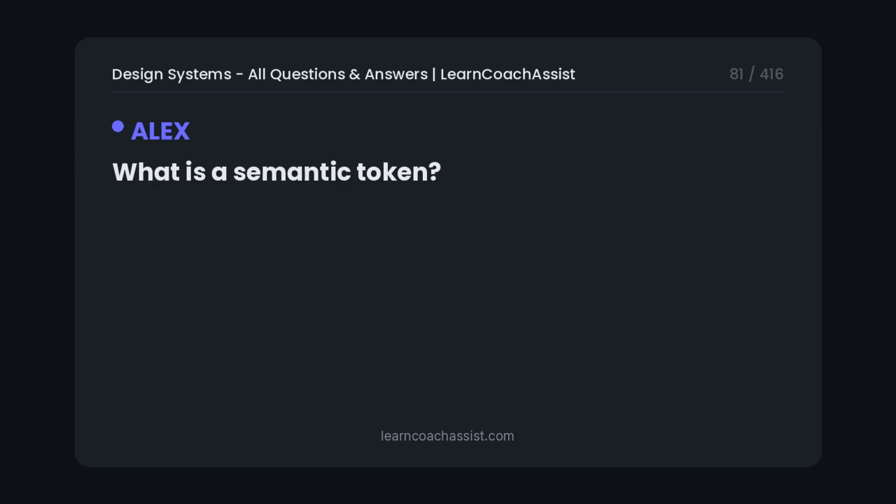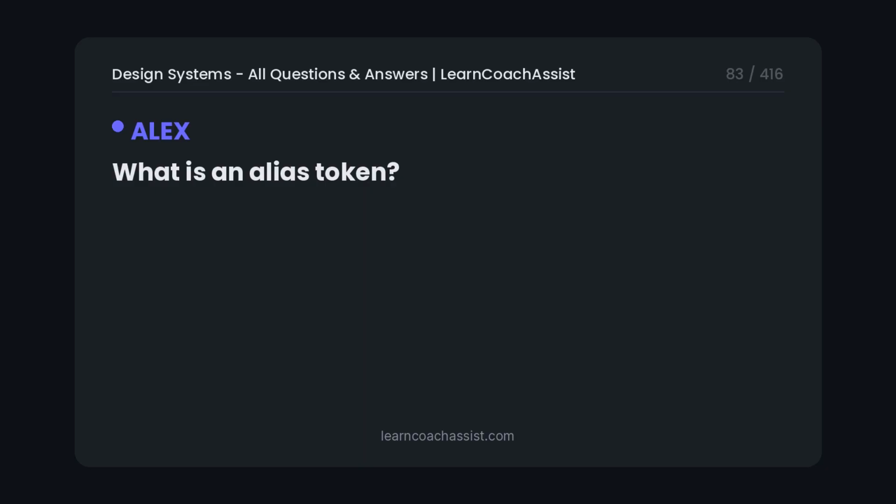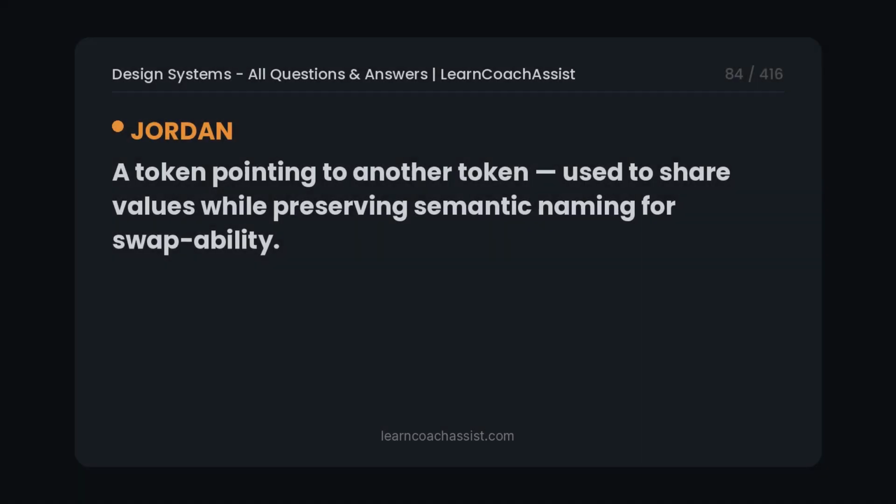What is a semantic token? A token named for its role, color.text.primary, spacing.section, abstracts the primitive so themes can swap underneath. What is an alias token? A token pointing to another token, used to share values while preserving semantic naming for swappability.